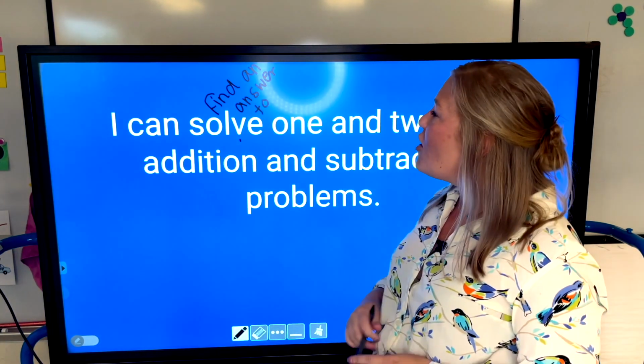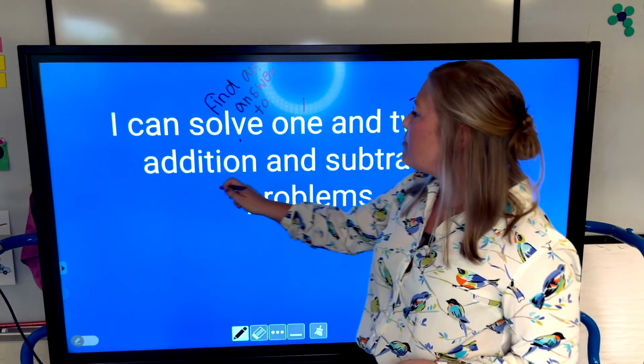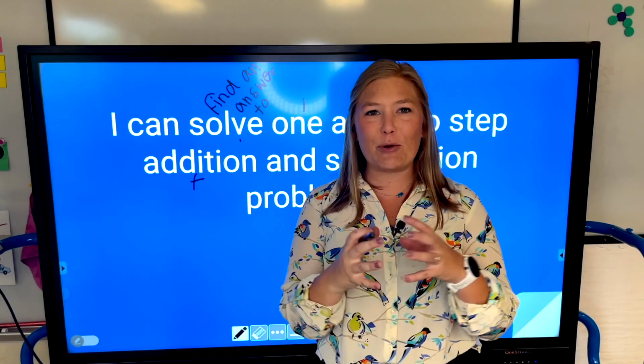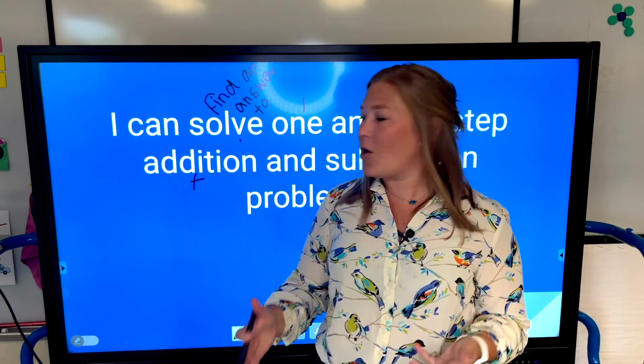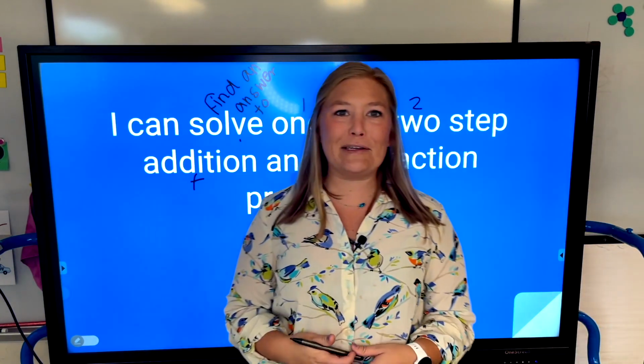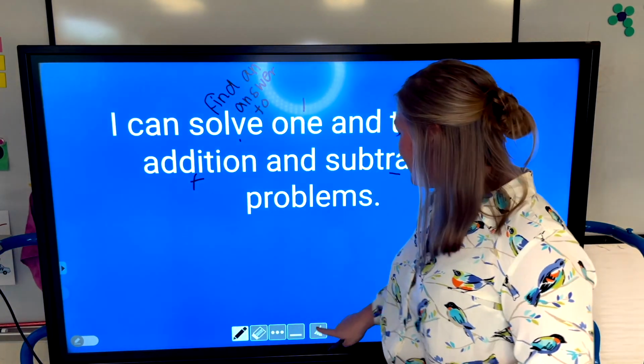So I can solve, or find an answer to, 1- and 2-step addition. We know addition is when we're putting something together, and subtraction when we're taking away. And then the problem is going to be where we're looking for some type of solution. All right, let's go ahead and get started.